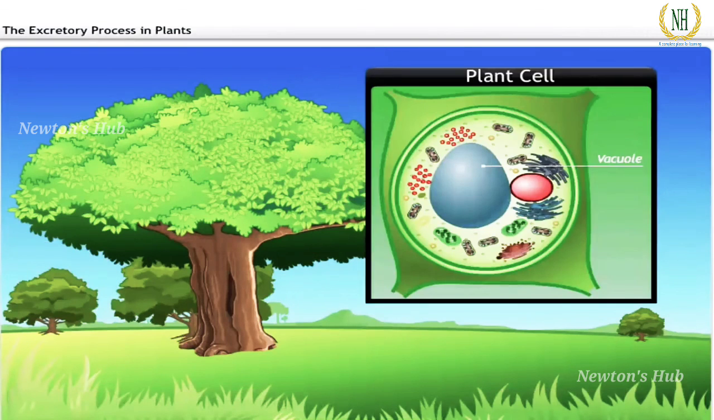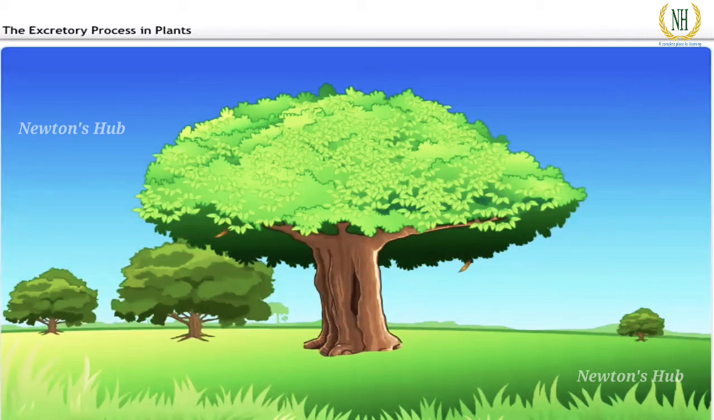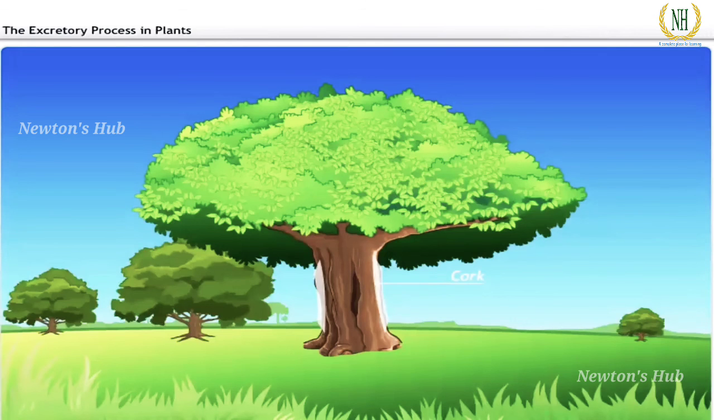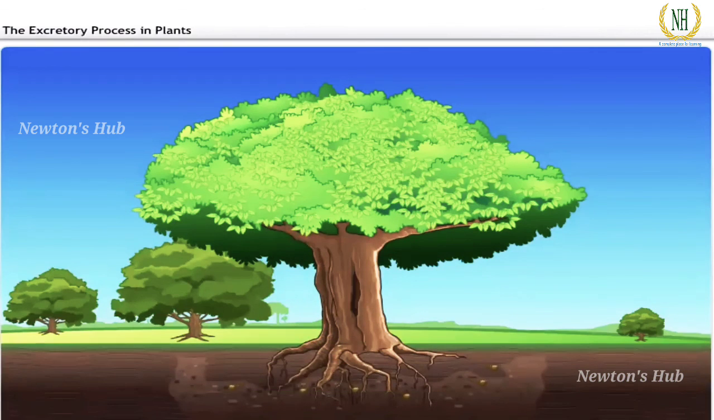Many plant waste products are stored in the vacuoles of cells. Waste products may be stored in leaves that fall off. They may also be stored as resins and gum, especially in old xylem. Other wastes include dead plant tissues like cork. Plants also excrete some waste substances into the soil around them.